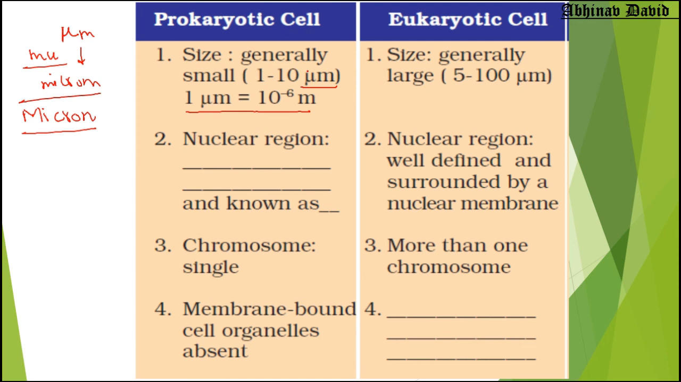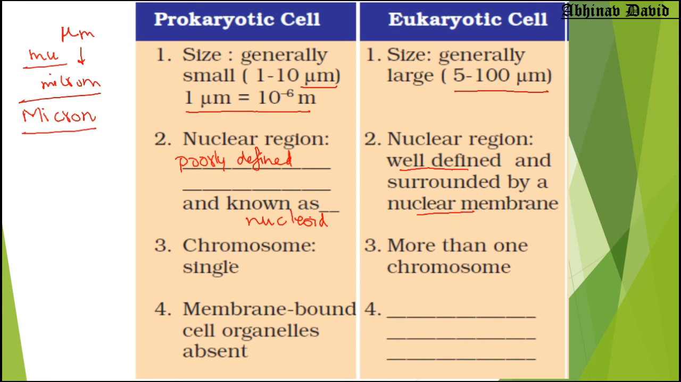So prokaryotes are smaller in size, and what about eukaryotes? They are larger in size, 5 to 100 micron. Some of the eukaryotic cells can be seen with our naked eyes, like the egg that we eat. That is also a single cell. Now the nuclear region. What about the prokaryotic cell? The nuclear region is poorly defined and is known as nucleoid. And what about eukaryotes? It is well defined because it has a nuclear membrane.